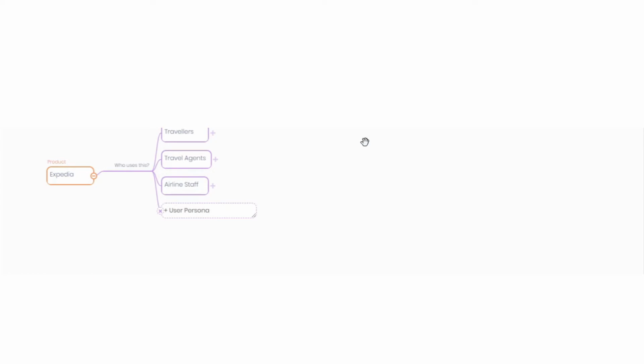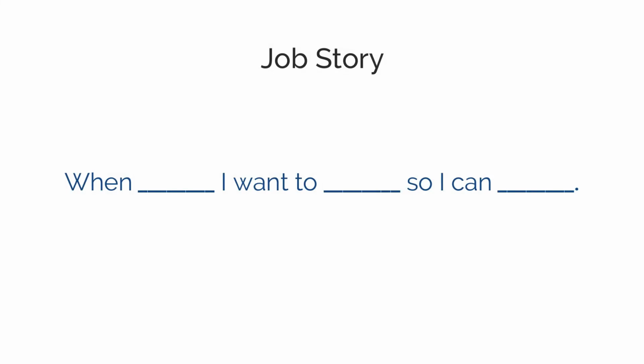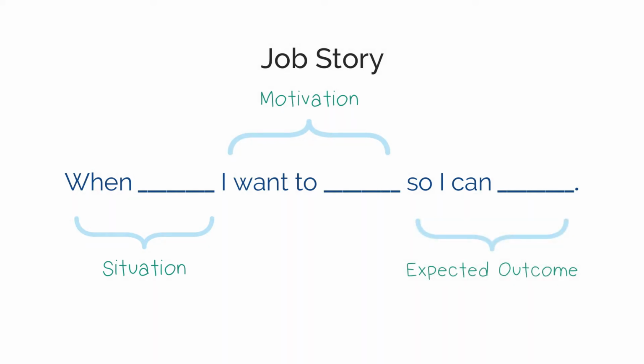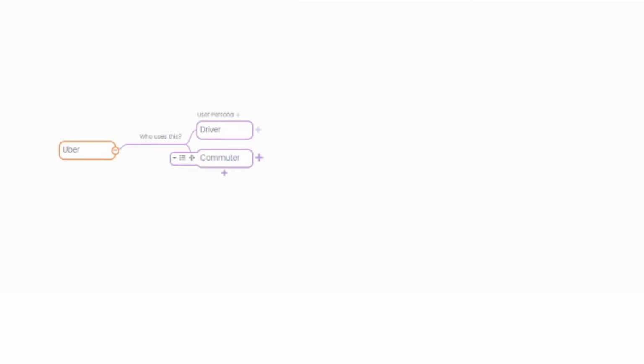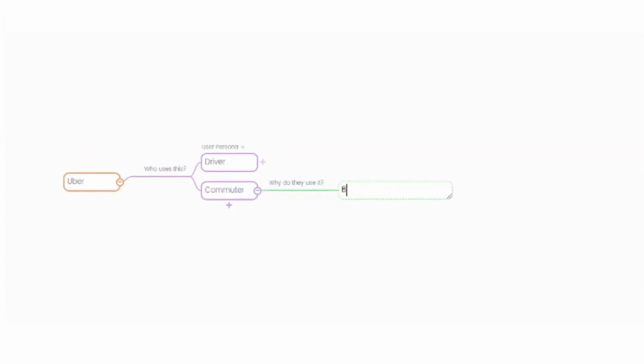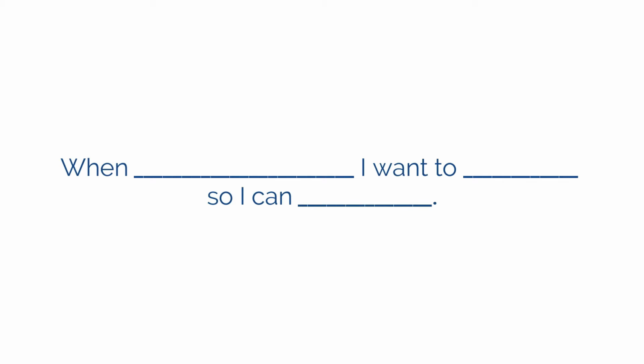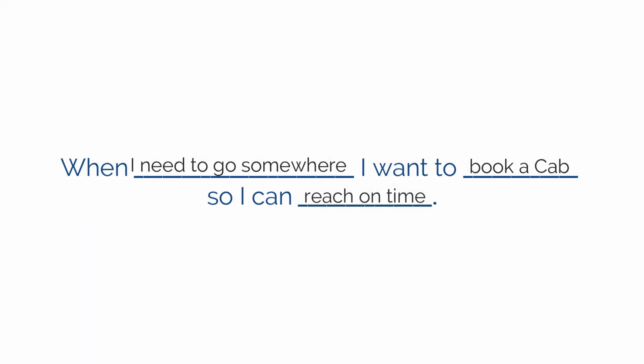The next step is to map these personas to their goals. A job story is a great format to describe your goals along with a user's situation, motivations, and the expected outcome into a purposeful statement. Going back to our Uber example, a commuter expects to book a cab. We can elaborate this as a job story to add more context. When I need to go somewhere, I want to book a cab so that I can reach my destination on time.